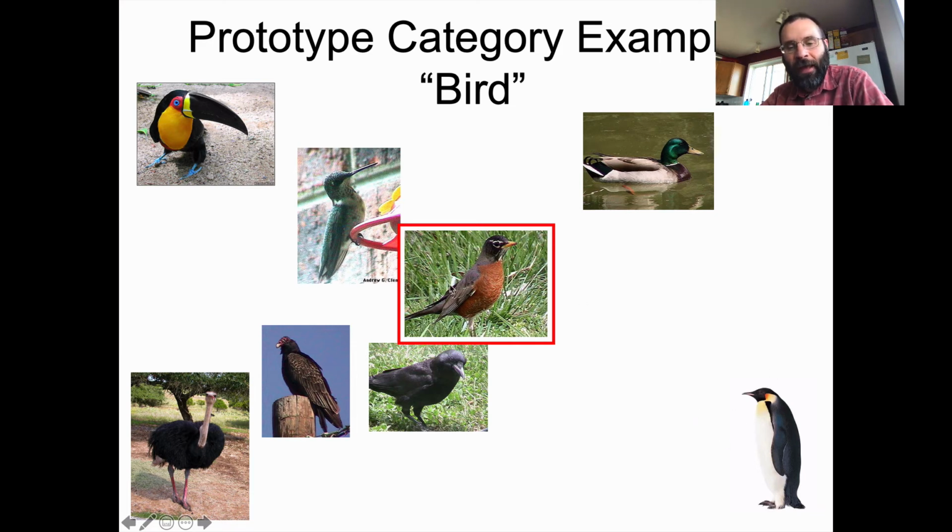But this is how the category is supposed to be organized. These are all in some technical, classical sense birds because they all share whatever properties they need to. But what a bird is to us is something like a robin, is what this category model is saying.